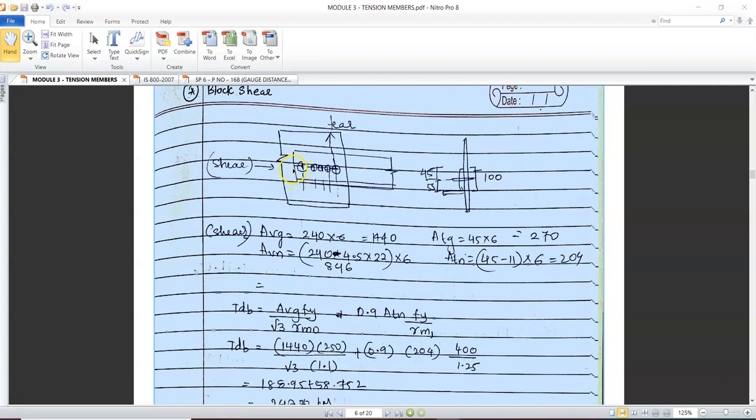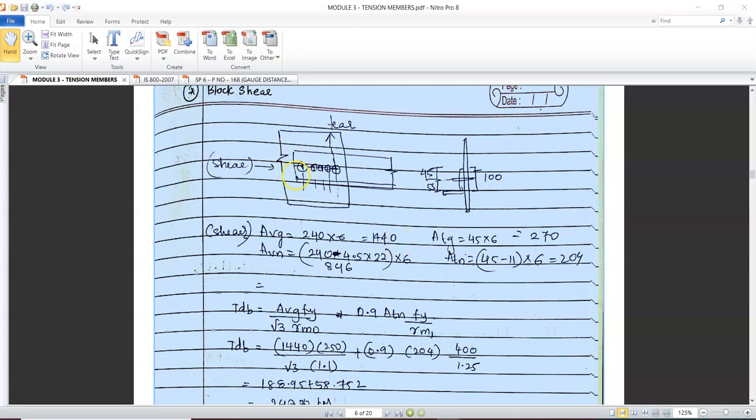This calculation can be done. If you remember the earlier figure, from here to here it is 40 plus 50 plus 50 plus 50 plus 50, that is 50 plus 50, 100 plus 50, 150, plus from this to this center plus 50, that is 200, and the edge distance is 240. 240 into the thickness of the plate, 60 mm. Now the gross area under shear is 11440 square mm.